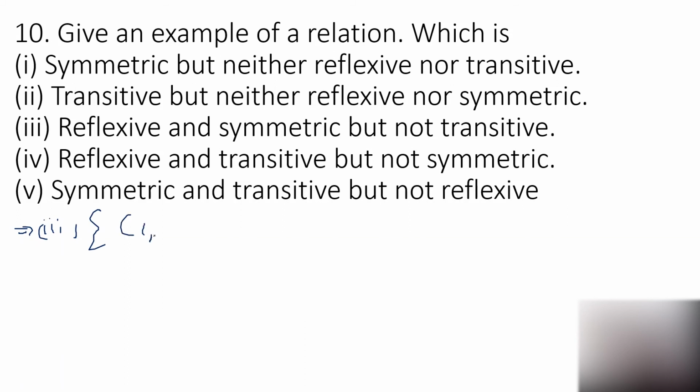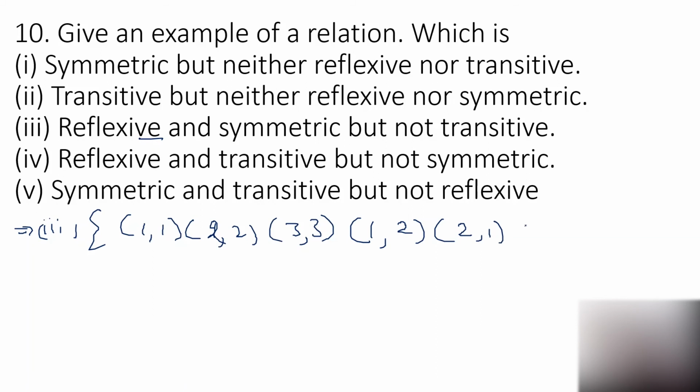Let's consider a set containing (1,1), (2,2) and (3,3), so that it will become reflexive. Next, we also want to make it symmetric, so it's symmetric by (1,2) and (2,1). Let's check this. It is defined on set A equal to {1, 2, 3}. Let's check very first, is it reflexive?